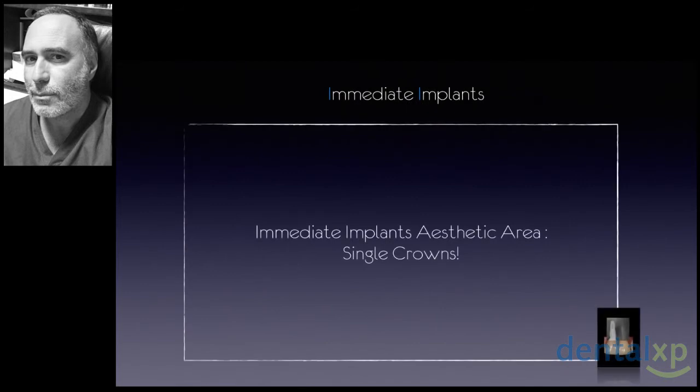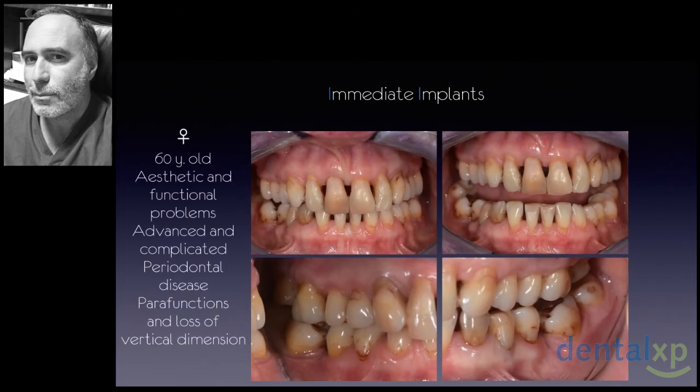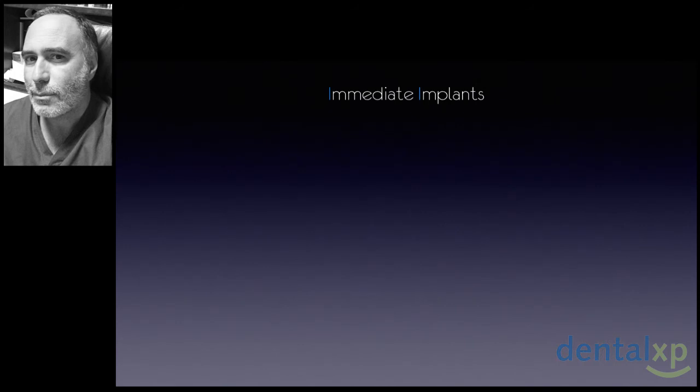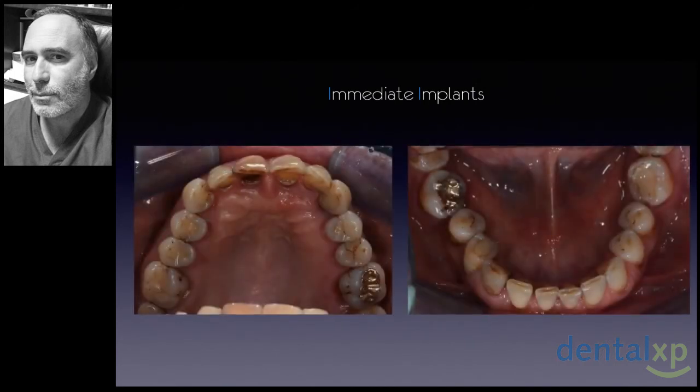And finally, I would like to discuss an even more complex therapy: the insertion of more single immediate implants in the aesthetic area with the use of single crowns. This patient is a 60-year-old woman with aesthetic and functional problems, advanced and complicated periodontal disease, parafunction, and loss of vertical dimension. Vestibular and lateral aspect. Occlusal aspect, note the massive abrasion of the palatal face of the central incisors.